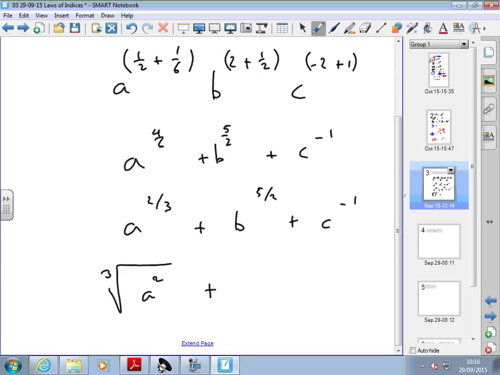What could I replace the second one with? Square root of b to the 5. Because it's a square root, I don't need to put the 2 outside the root sign. What could I replace c to the minus 1 with? 1 over c, because it's the inverse.